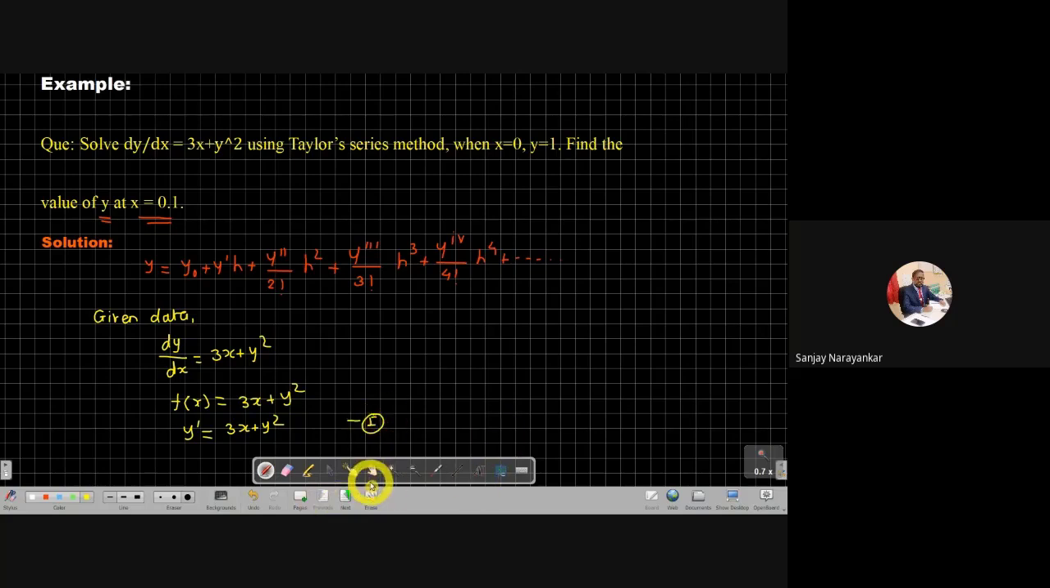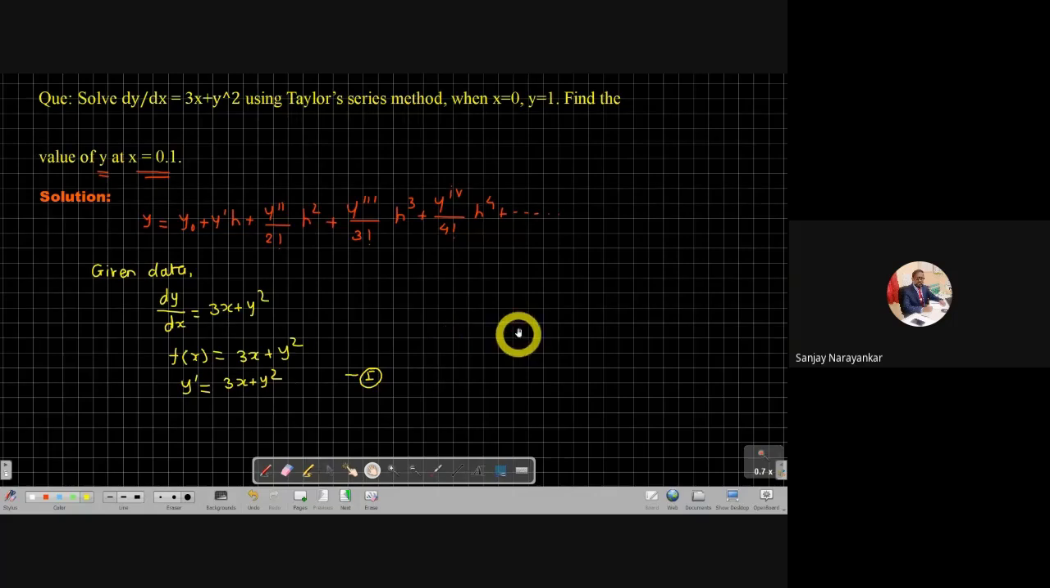What else do we have here? Then we got, when x is equal to 0, y is given. That means our initial values are given. So why is this given? To find the y dash value, right? Ultimately our aim is to find the y dash value, y double dash value, y triple dash, and y raised to 4. These values we should know.